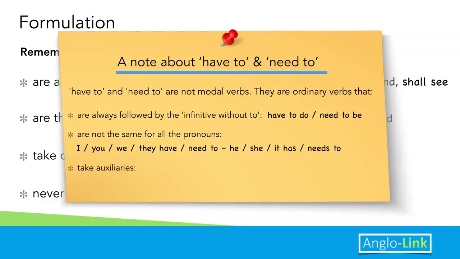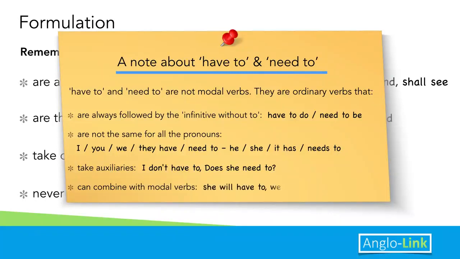They take auxiliaries. For example, I don't have to. Does she need to? And finally, they can combine with modal verbs: she will have to, we may need to. That's all for formulation of these verbs. Let's look at their usage, starting with can and can't.